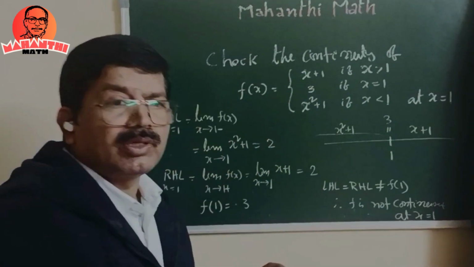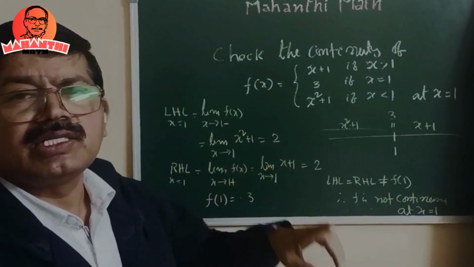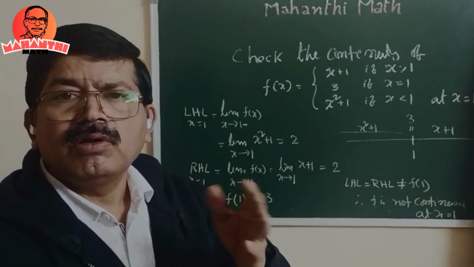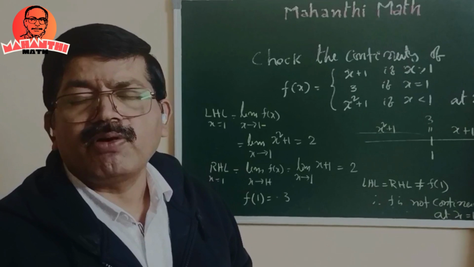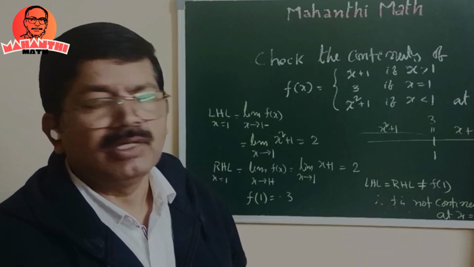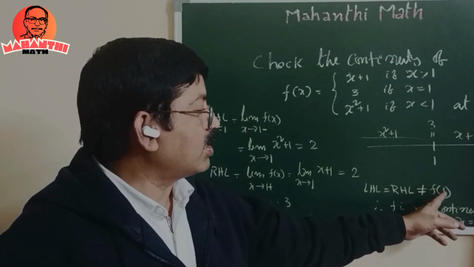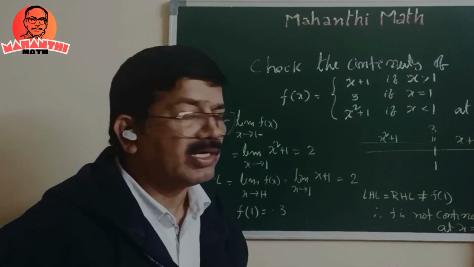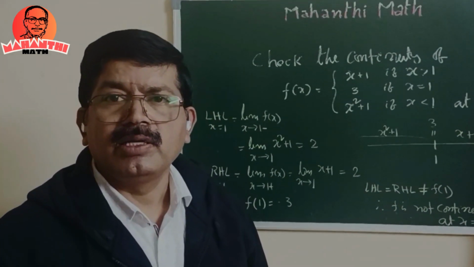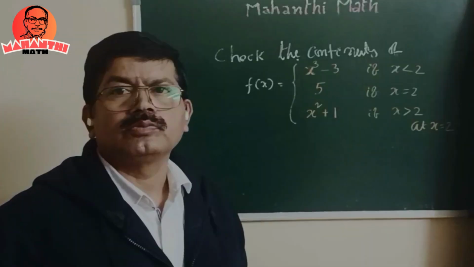In the first example, LHL and RHL were not equal, therefore no need to check the f of a value. But here LHL and RHL are equal but not equal to the function value, therefore it is not continuous. Next example we will see.